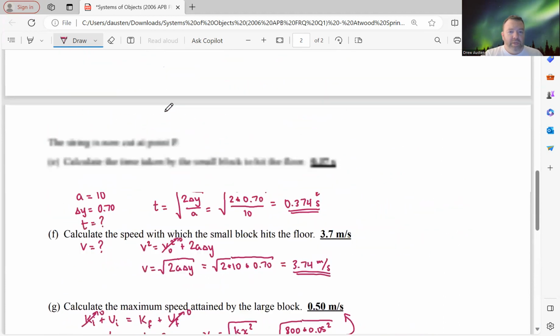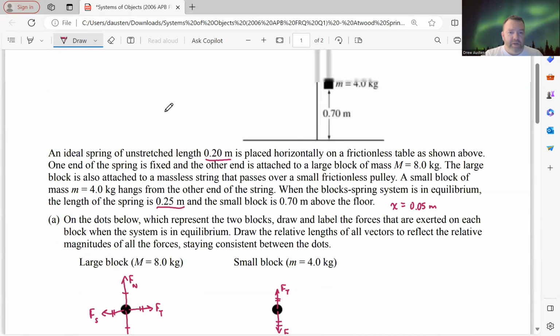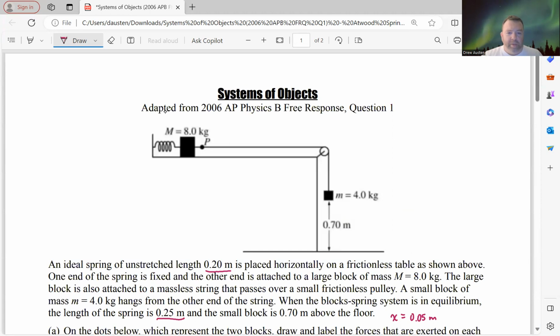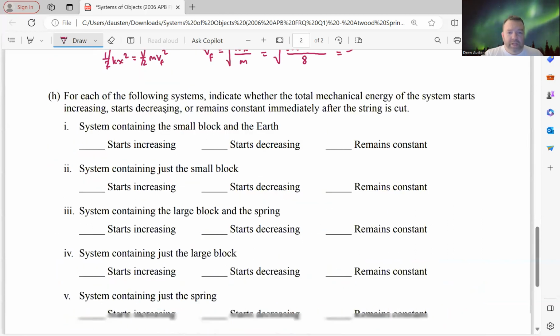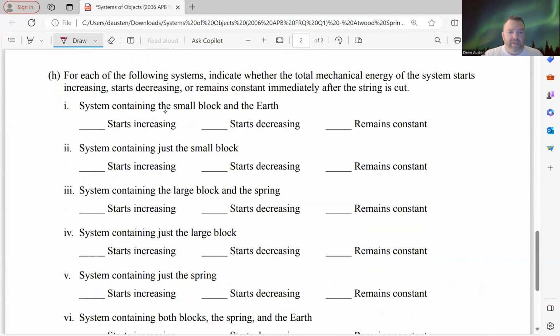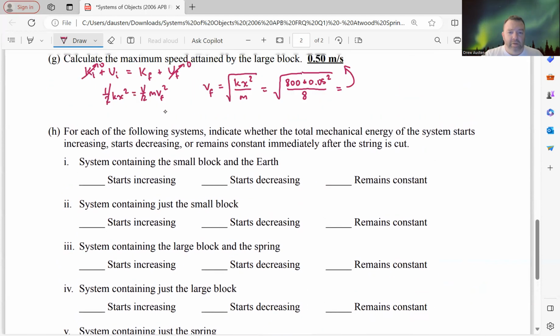So when the string is cut, you can see that it's going to separate into these two things: the large mass being pulled by the spring to the left, and the small mass being pulled by gravity to the ground. In the first system, we want to consider the system containing the small block and the Earth.